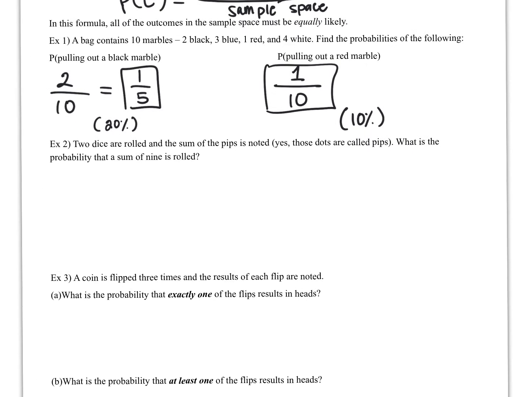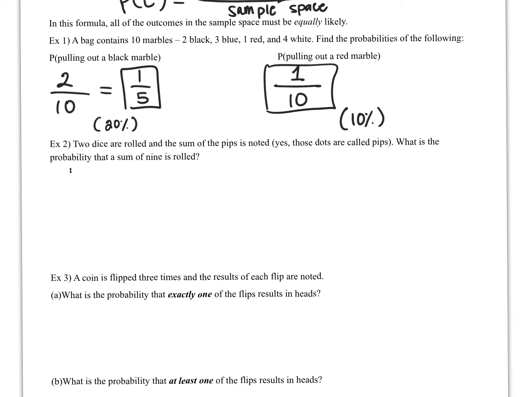So let's take a look at an example with dice. 2 dice are rolled and the sum of the pips is noted. The little dots on a die are called pips. We want to know the probability that a sum of 9 is rolled. This gets a little bit tricky because we're rolling 2 dice and we have to think about all of the different sums you can get when you're rolling 2 dice.